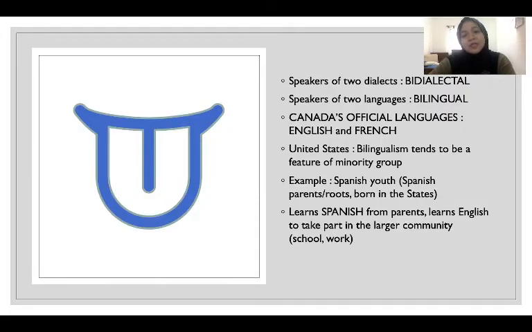So just now, speakers of two dialects are known as bidialectal. Speakers of two languages are known as bilingual. So I think it is safe to say that most of us here are bilingual speakers of Malay and English language. Another example of a bilingual country, officially known as one, is Canada. Canada's official languages are two: English and French.